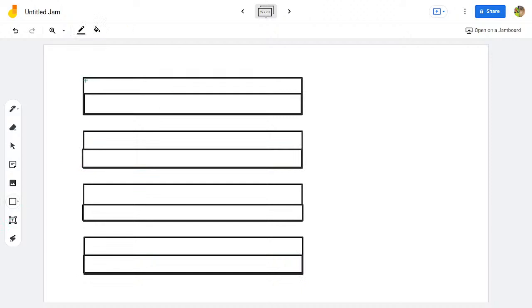Now if we have a two-digit number, we know that a two-digit number will have two columns in its place value chart. So column 1, the first column, would be the ones column, while the second one would be tens.